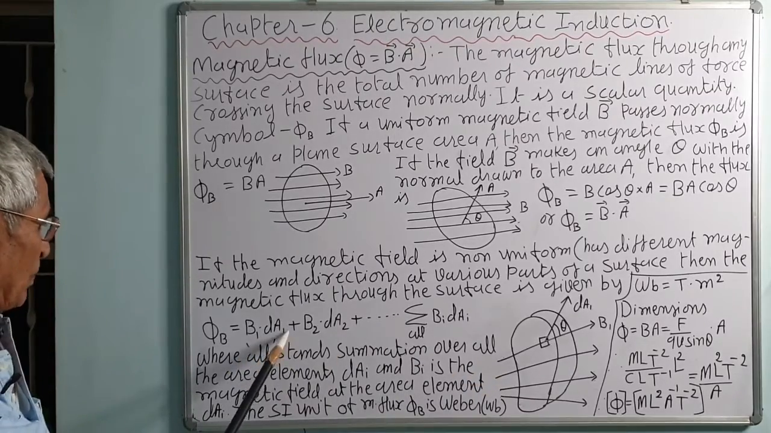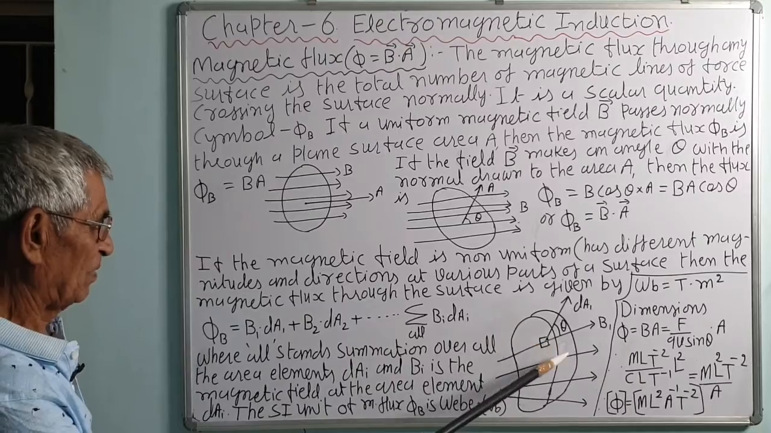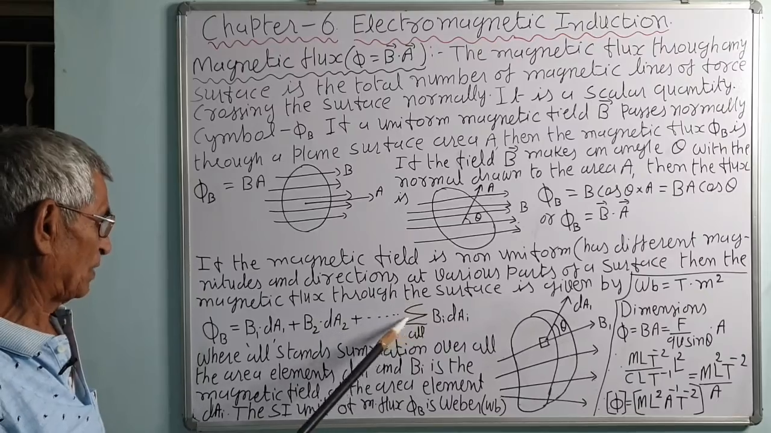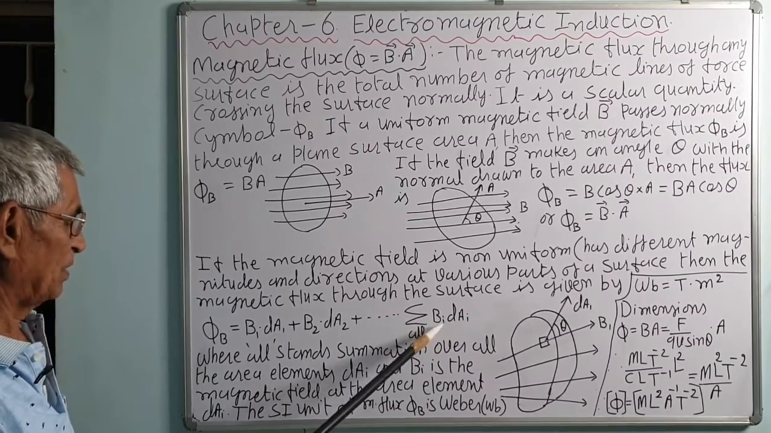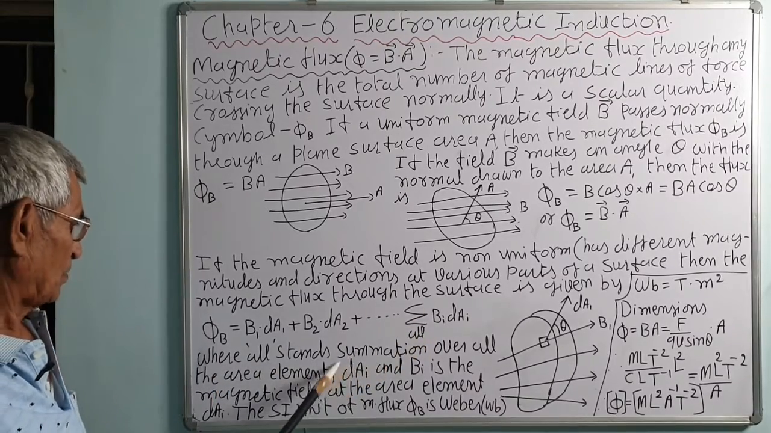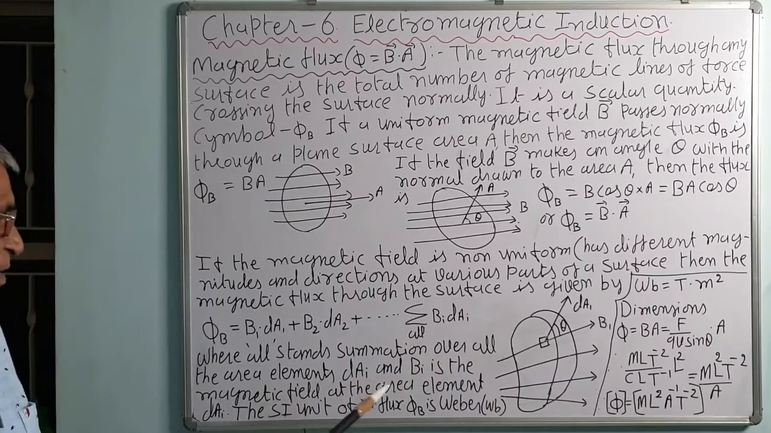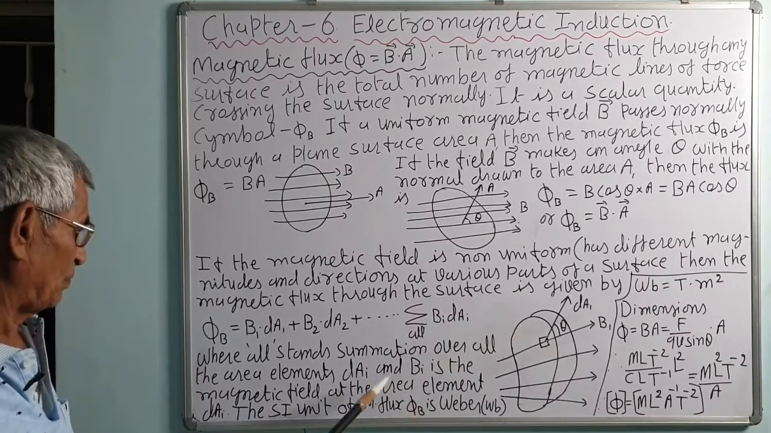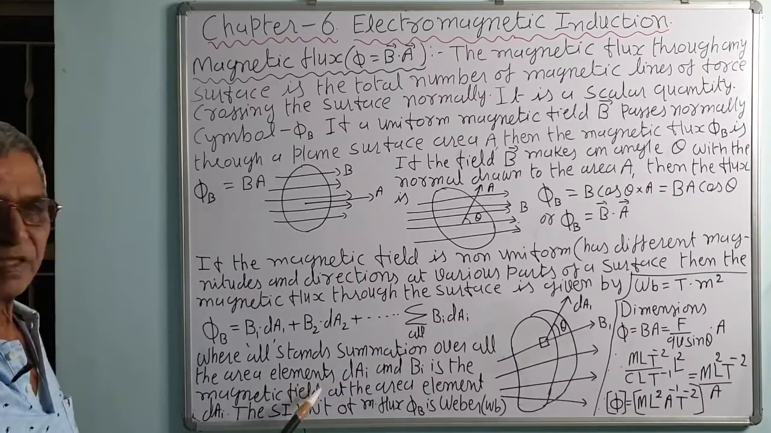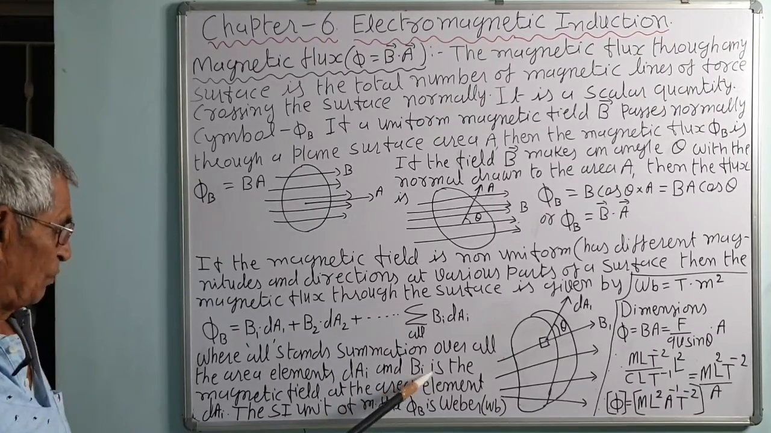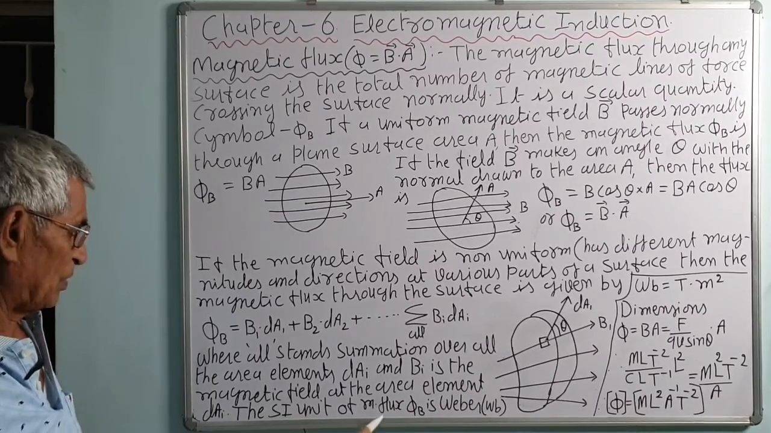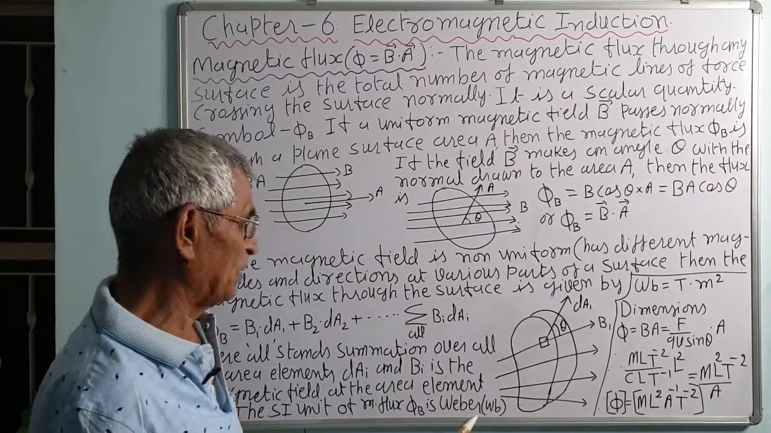So B1 dot dA1 plus B2 dot dA2, you take another point where the field is B2, and so on, that is the summation of all Bi dot dAi, where the sum stands for the summation over all the area elements, that is the total area, dA1, dA2 and so on, dAi. Bi is the magnetic field at the area element dAi. Thus the SI unit of magnetic flux phi B is the Weber, WB is the symbol.